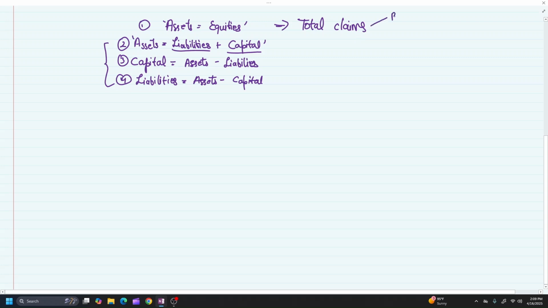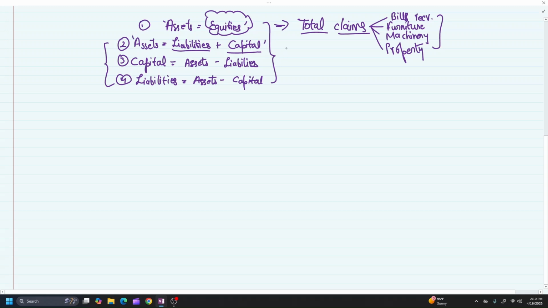Like total bills receivable is your claim. You're going to get it. Your furniture, it is yours. Your machinery, your property, anything that is yours is total claims, which you can call equities. Okay? Now, these four are nothing but the accounting equation. So now I think you know what we are going to study.